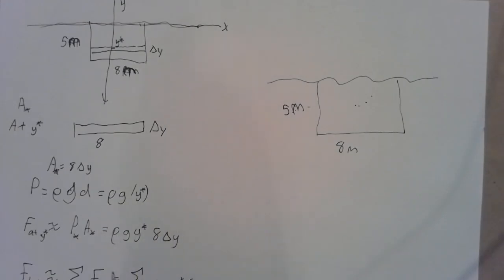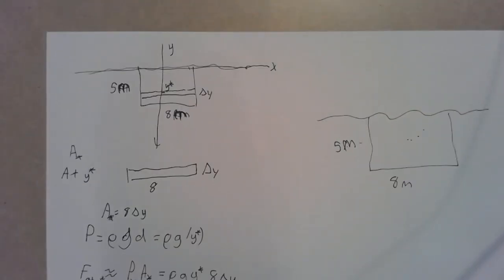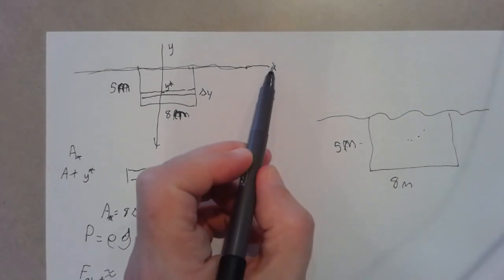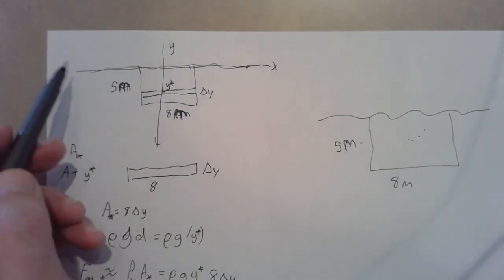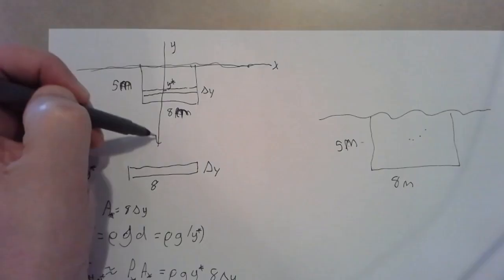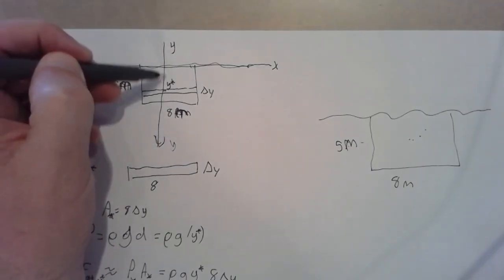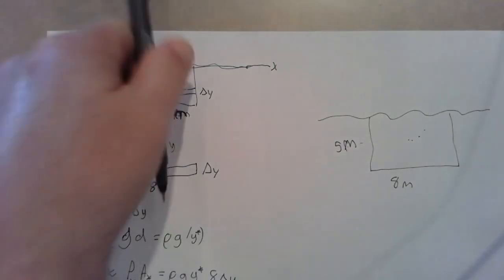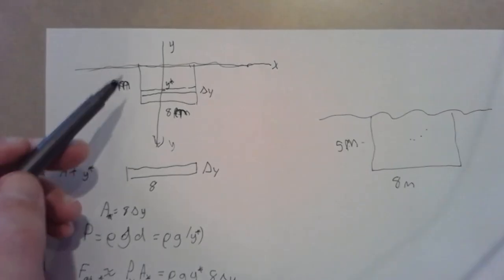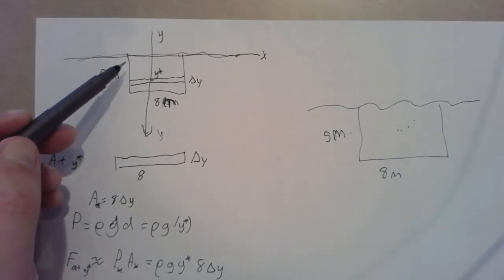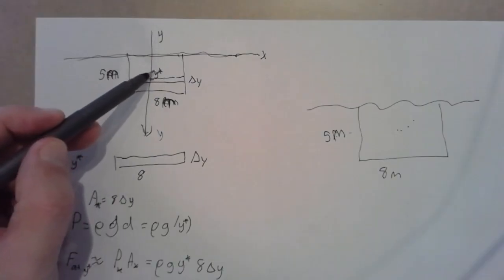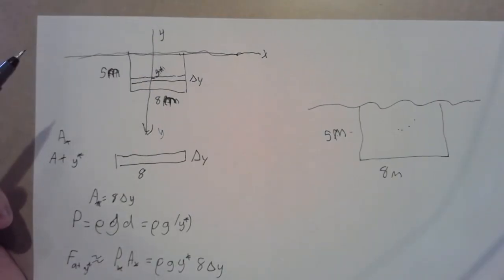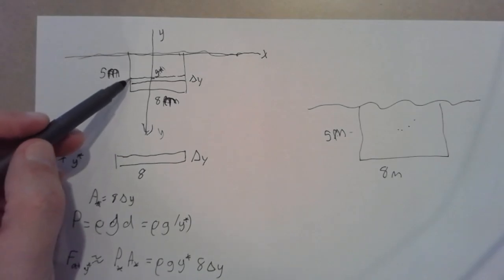So the first thing we do, set up our x and y axes. In this case, it's best to set our x-axis along the water's edge, and set the y-axis going down. So positive y goes down. That's the positive direction. It's much easier that way. Then we go down to some arbitrary y value. I've called it y star. And we're going to do a Riemann sum here for our total force.